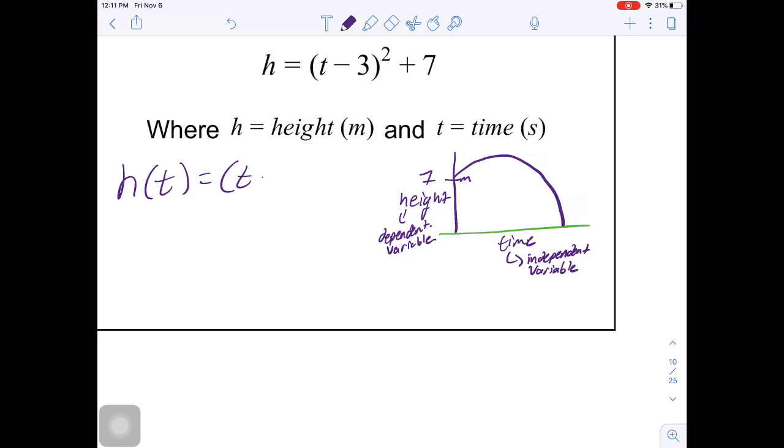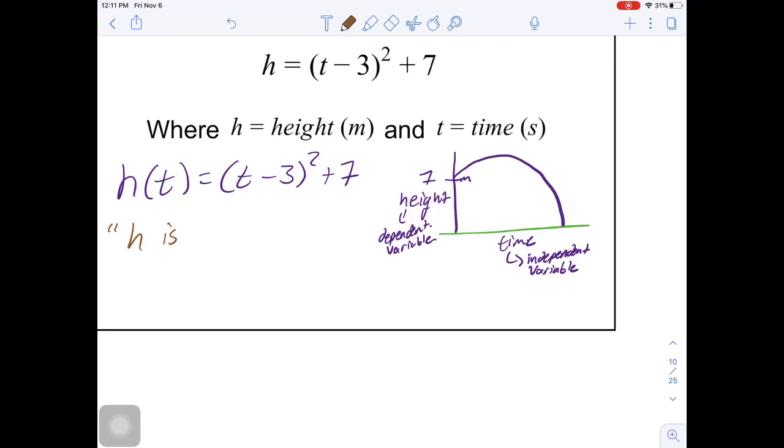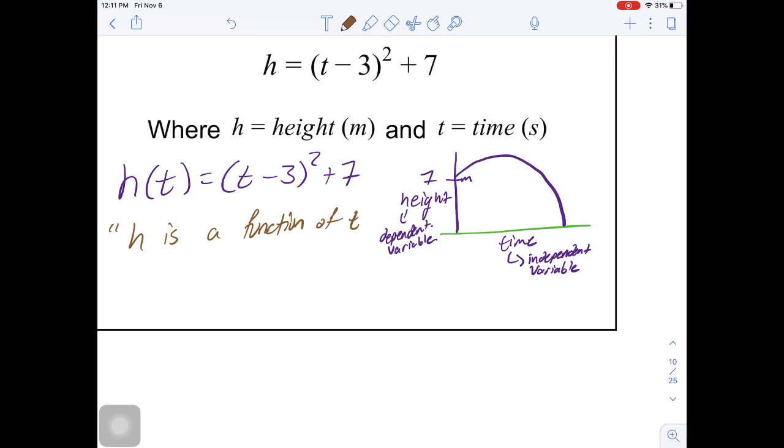Okay, and then this would equal (t minus 3) squared plus 7. So here I'm representing, and how do I read this? I represent this as h is a function of t. Let's put t there. But I can plug in height because it's stated that h is height and t is time. So here I could say this. Height is a function of time. Another word to describe this is height depends on time.